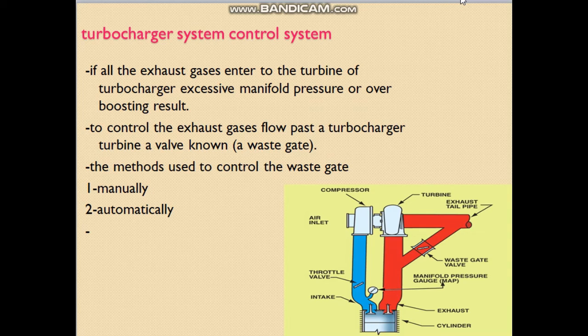Turbocharger control system. If all the exhaust gases enter the turbine of the turbocharger, excessive manifold pressure, or overboosting, results. To control the exhaust gas flow past the turbocharger turbine, a valve known as the wastegate is used. The method used to control the wastegate is manual or automatic. And as we see here in this figure, this is the wastegate, and we will control it manually or automatically. How we will control it manually and how automatically, that's what we will see now.